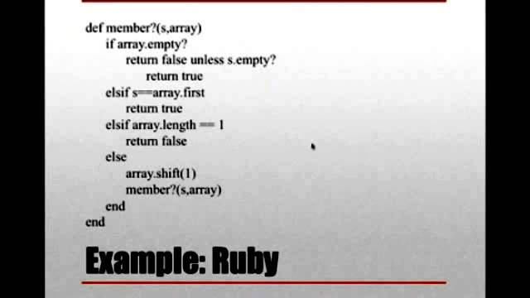On the other hand, we have Ruby over here. This is the same function that I defined in Ruby, and you can almost read through it and derive the meaning just by reading. Defining a function called member takes s in an array. If the array is empty, return false unless s is empty, in which case you return true. Otherwise, if s is the first element in the array, return true. Otherwise, if the length of the array is 1, and so on.